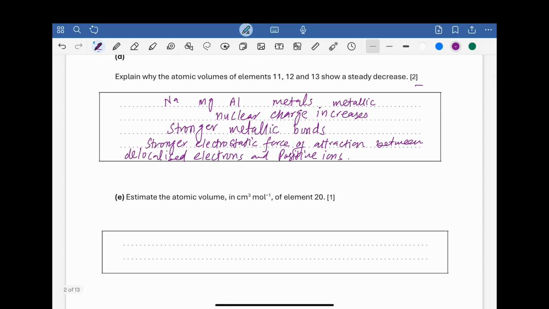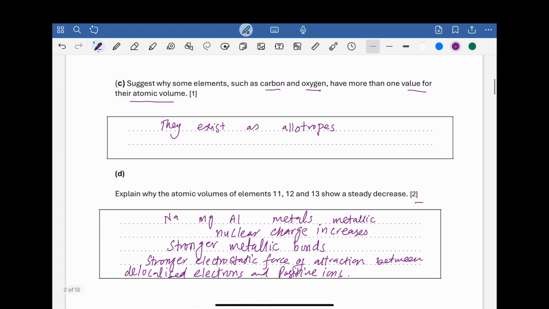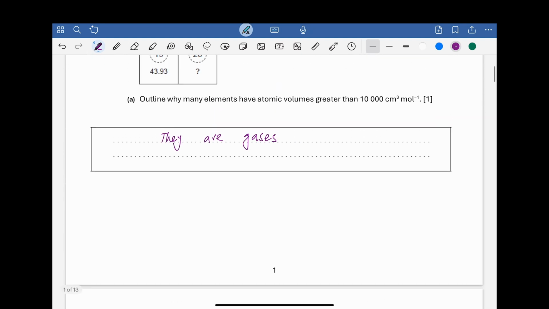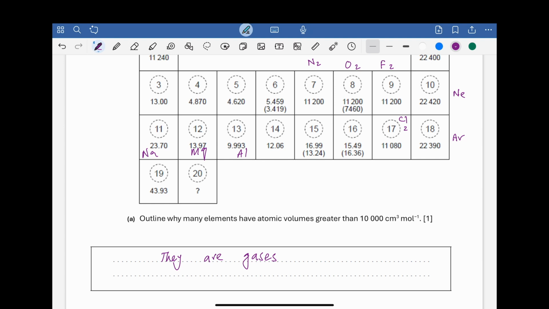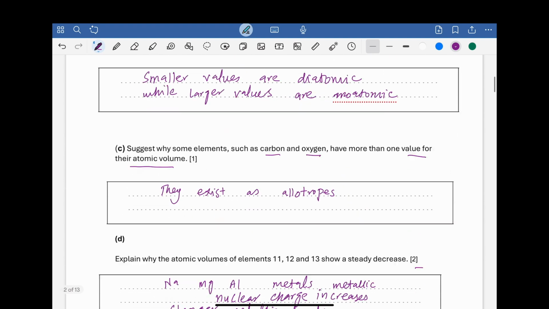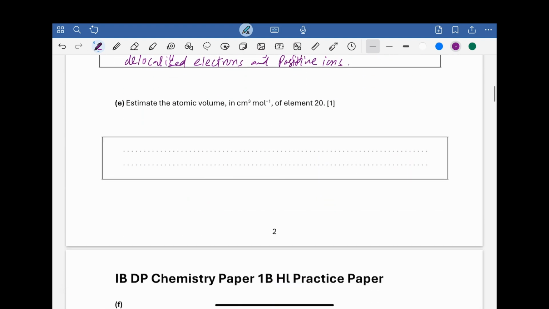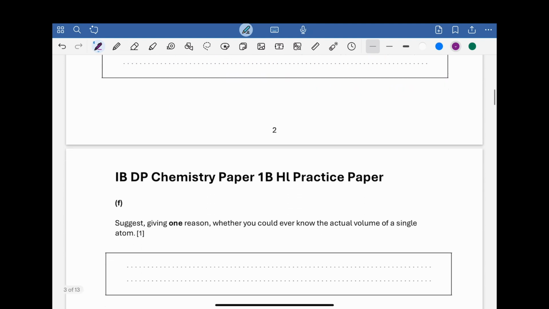E. Estimate the atomic volume in centimeter cube per mole for element 20. So let's go back and have a look. From 4 to 12, the difference is 9, 10, and 13 to, so 23. I will write 23. So any value between 20 to 40 centimeter cube per mole will be an accepted answer.